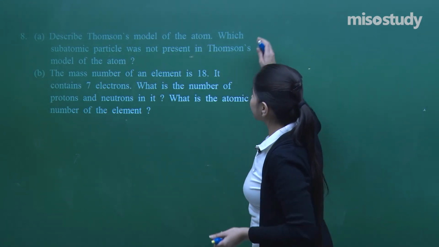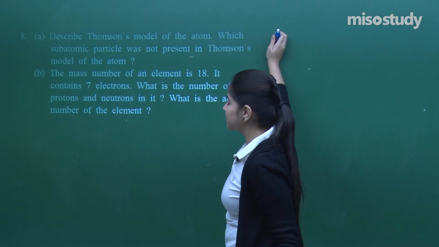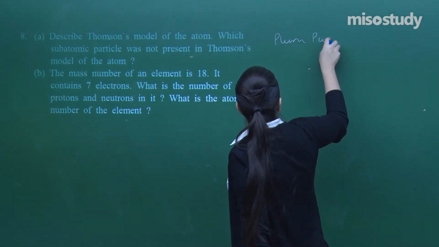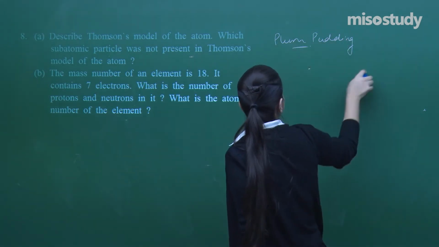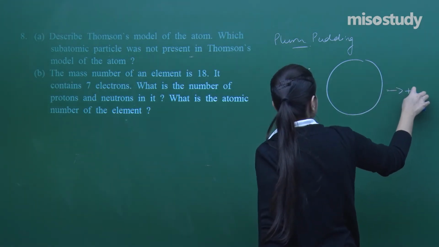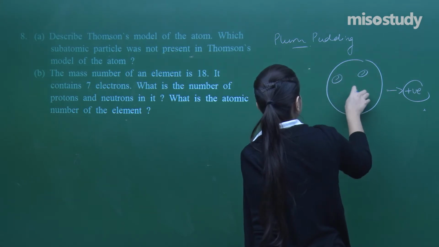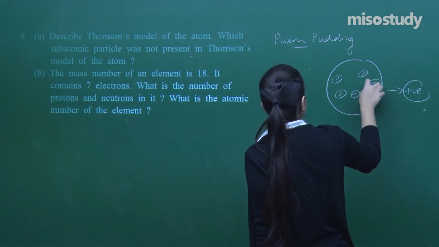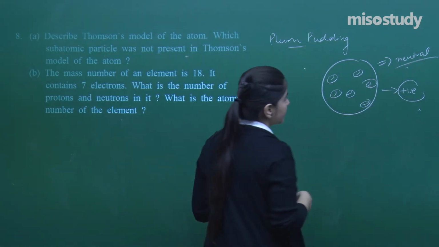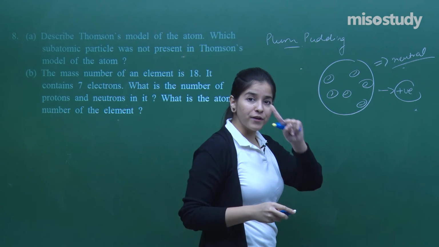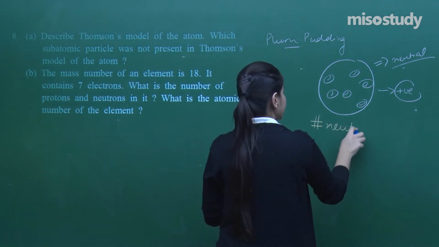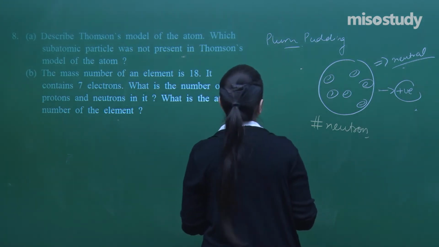Describe Thomson's model of an atom. Which subatomic particle was not present? So it was a plum pudding model, plum pudding, just like a cake. Here it is, and it was positively charged, having some negatively charged subatomic particles in between, making the atom neutral overall. But it was lacking one very important subatomic particle, that is the neutron. So that was the entire model.